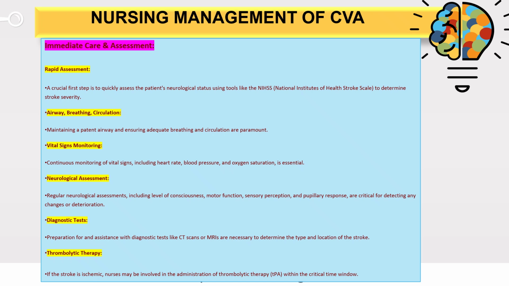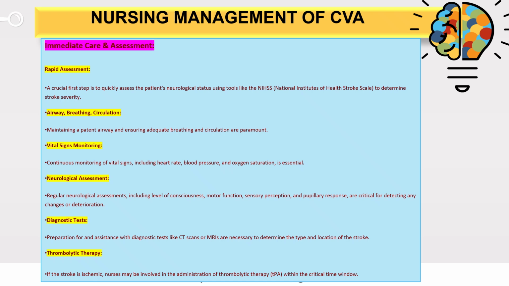Nursing management. Now, nursing management is more comprehensive and very much asked in CVA. It is one of the very favorite questions. So, nursing management is immediate care and assessment. A rapid assessment must be done according to the National Institutes of Health Stroke Scale to determine the stroke severity. Depending on that, you will decide.